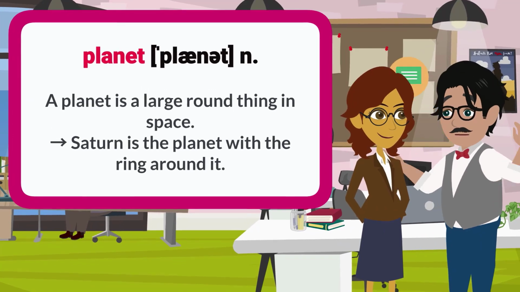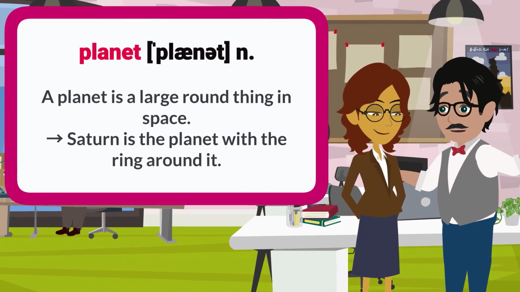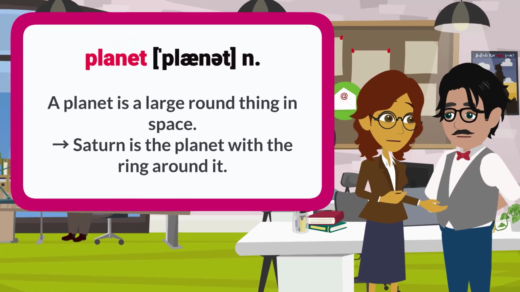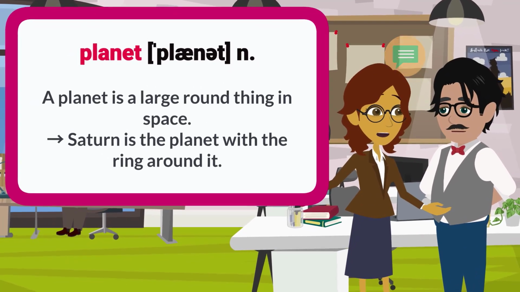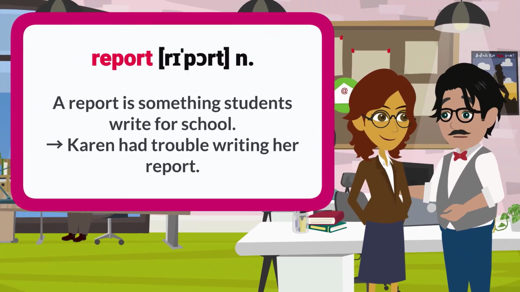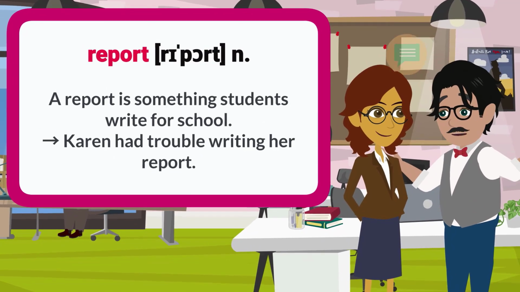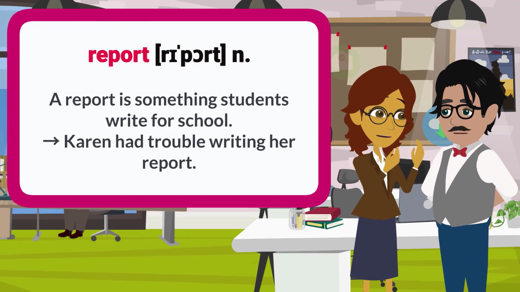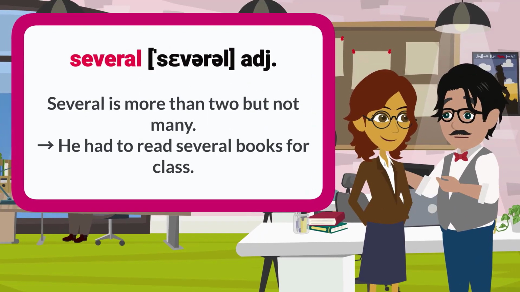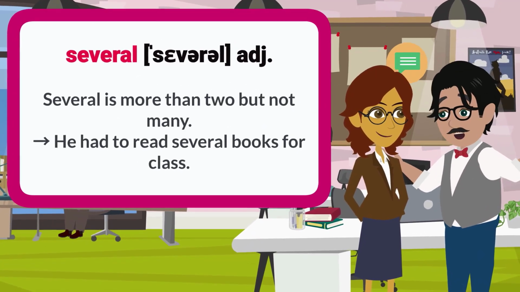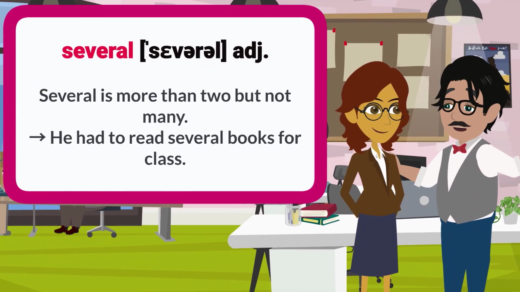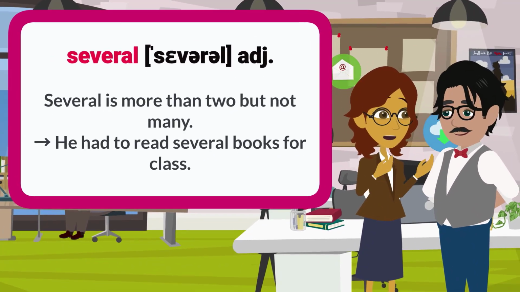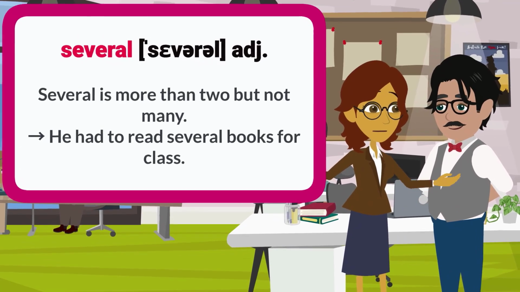Planet. A planet is a large round thing in space. Saturn is the planet with the ring around it. Report. A report is something students write for school. Karen had trouble writing her report. Several. Several is more than two, but not many. He had to read several books for class.